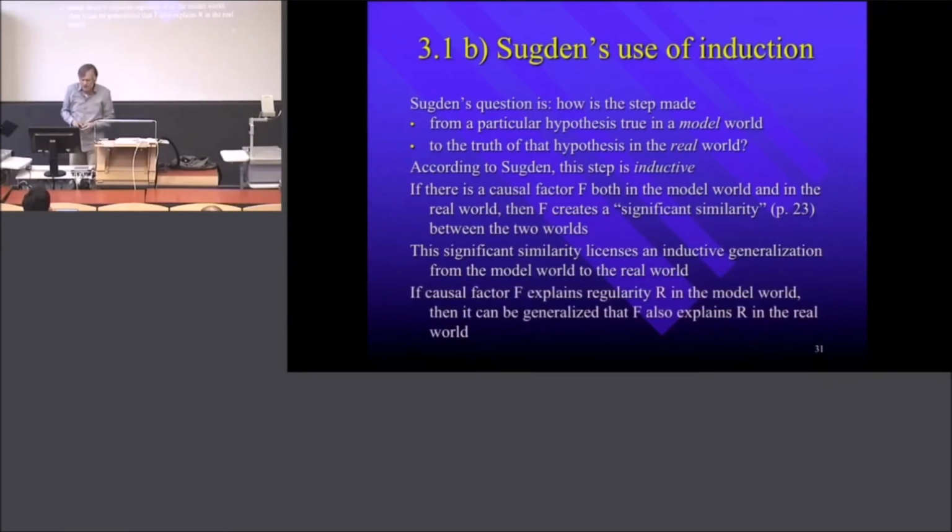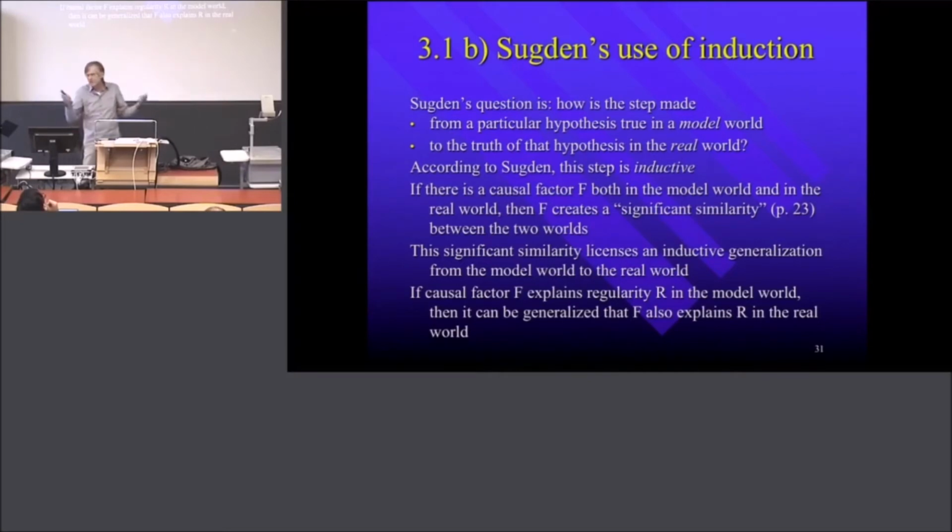If causal factor F explains regularity R in the model world, then it can be generalized that F also explains R in the real world. So he's seemingly doing exactly that. So if something is copper in my 10 pieces here, and then I show that this copperness really produces electric conductivity, then I can generalize to other pieces that I identify as copper, and then I know they will also conduct electricity.